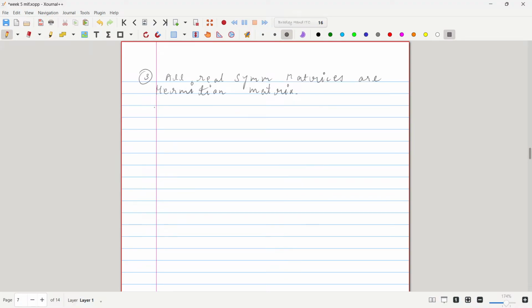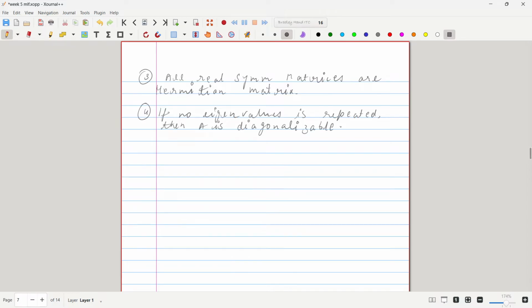Okay. Fourth property is, if no eigenvalue is repeated, then A is diagonalizable.